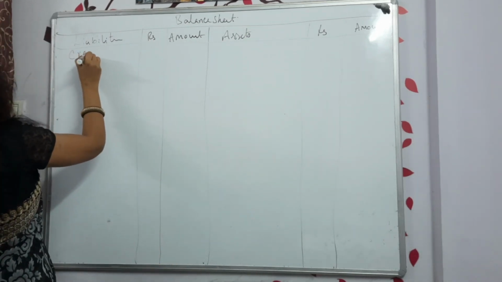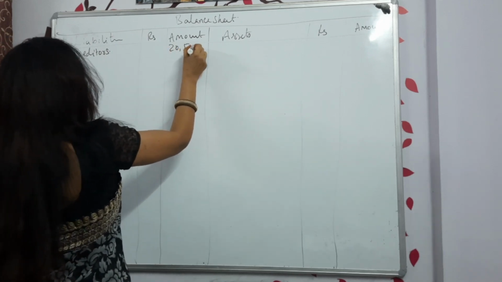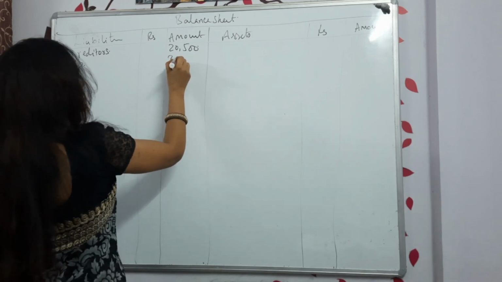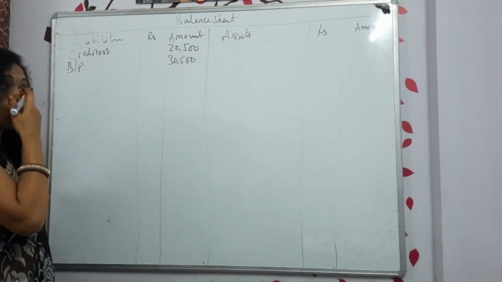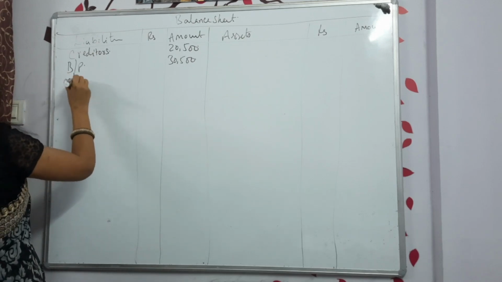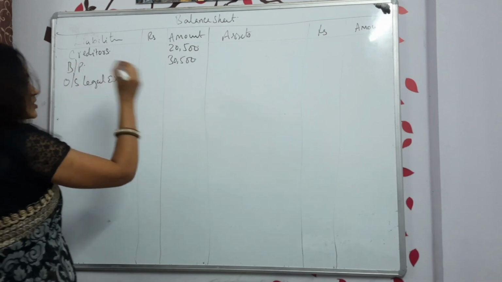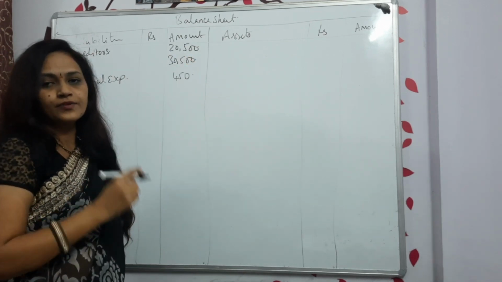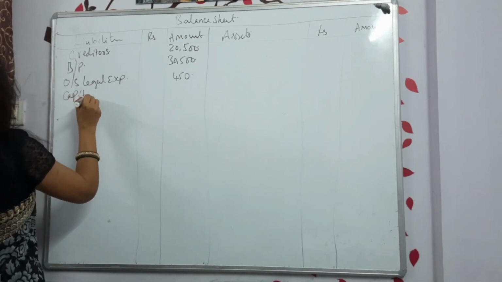First, creditors 20,500, bills payable 30,500. In the adjustments, you can find outstanding legal expenses. Outstanding legal expenses are, I think we have written in the revaluation account, just outstanding expenses. How much? 450.